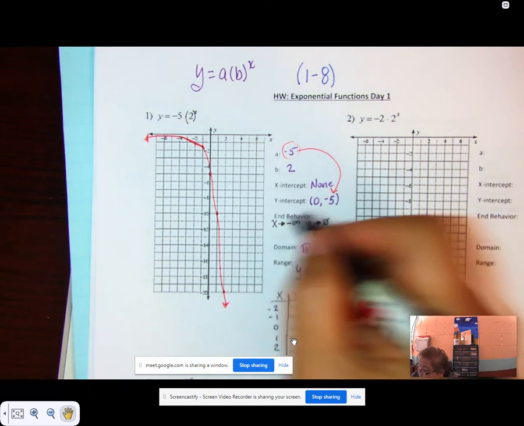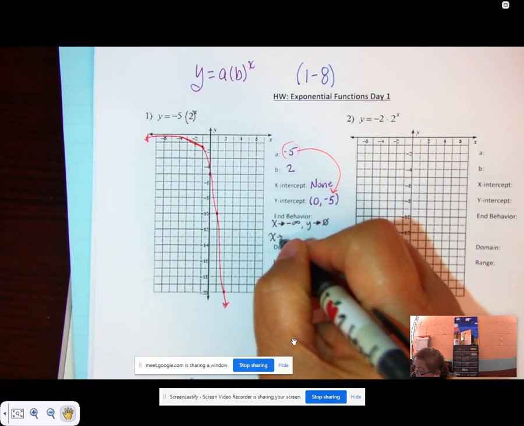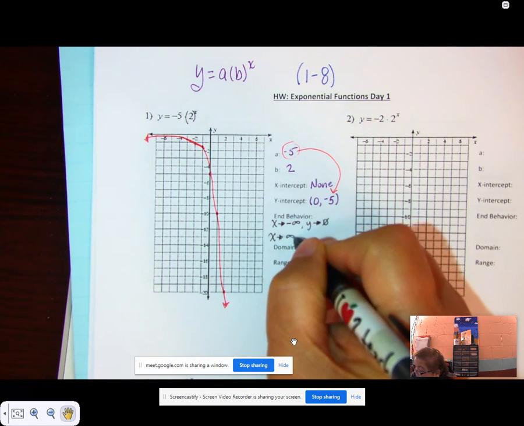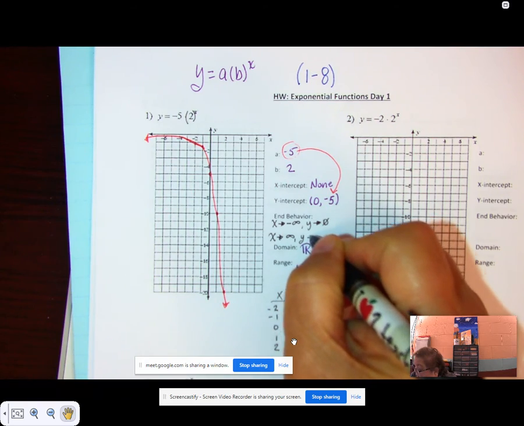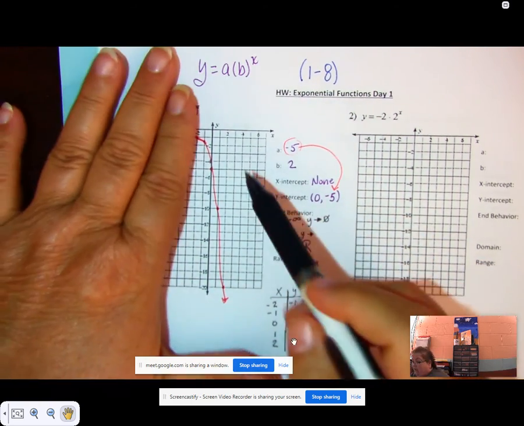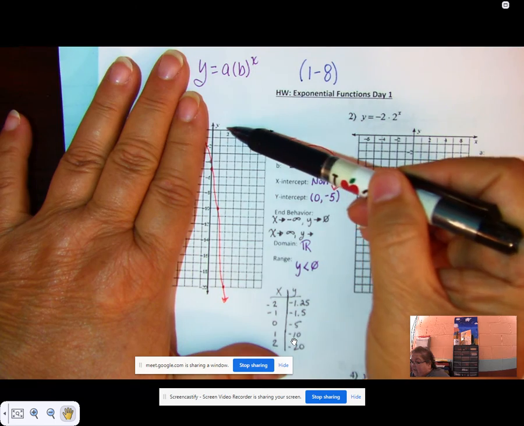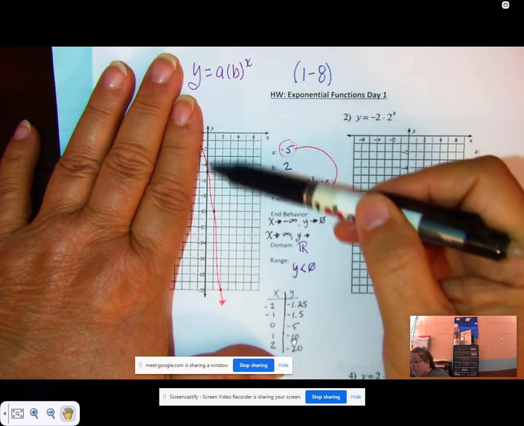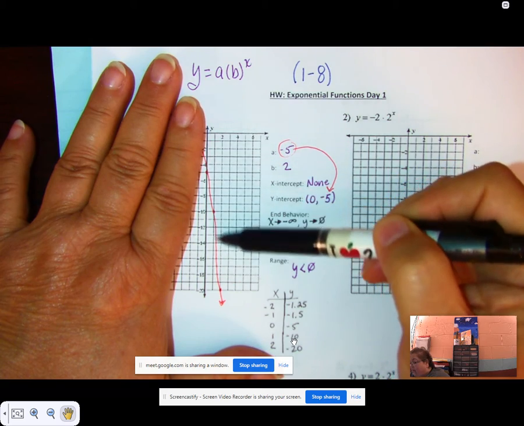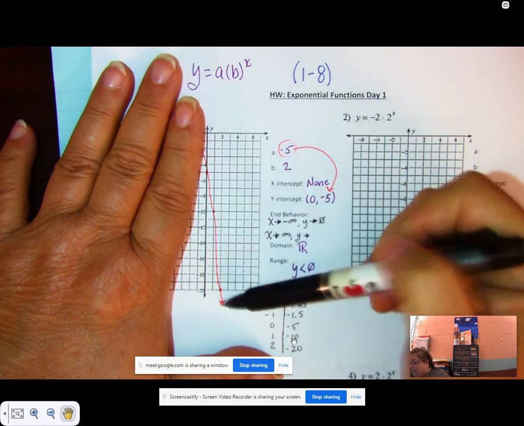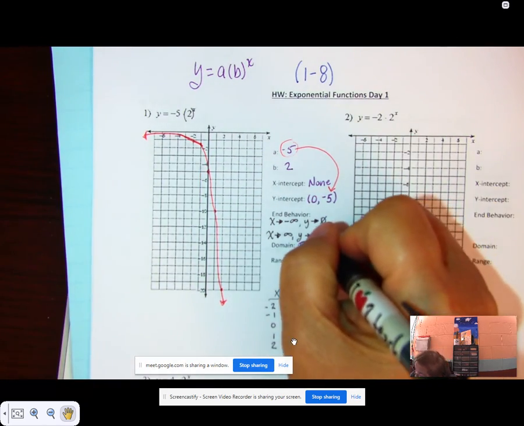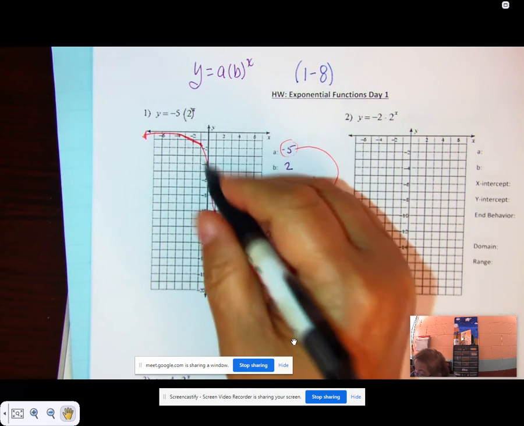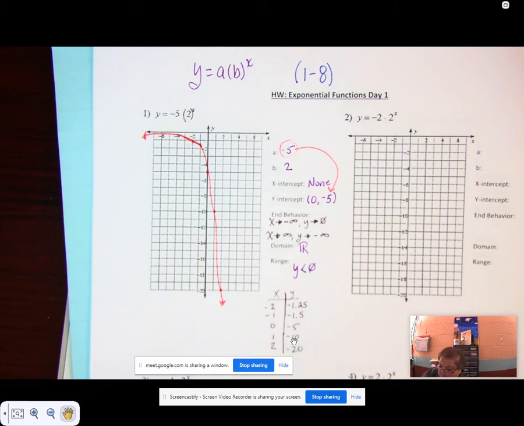Okay? Now, when x is approaching positive infinity, so I'm going to the right, here's my y. What are my y values doing? Approaching negative infinity because it's going down. Okay?